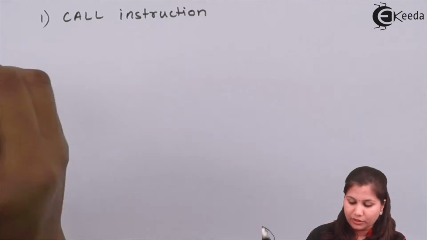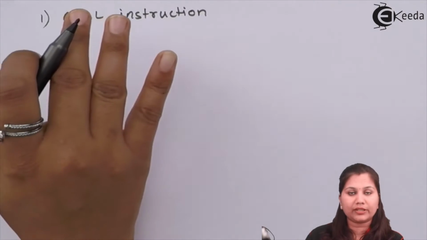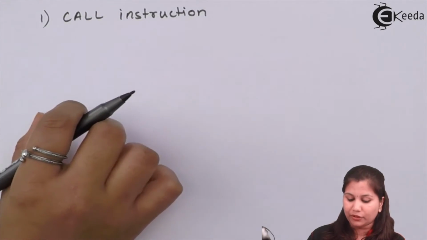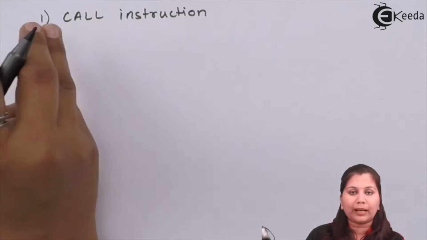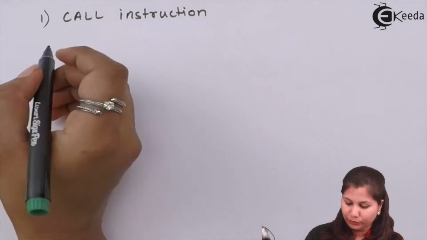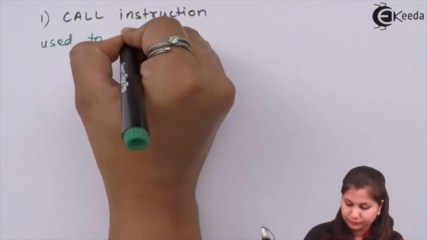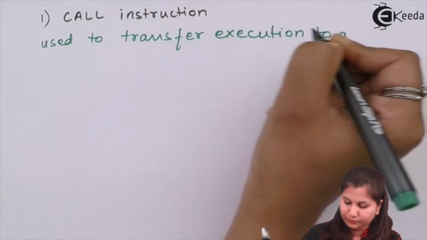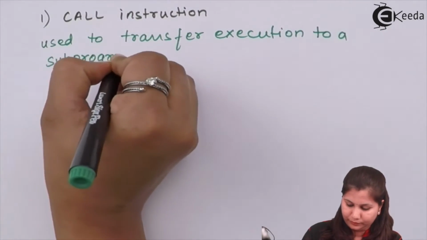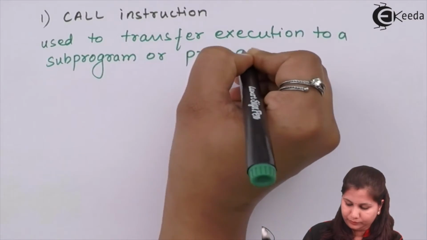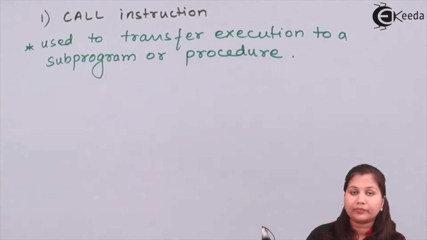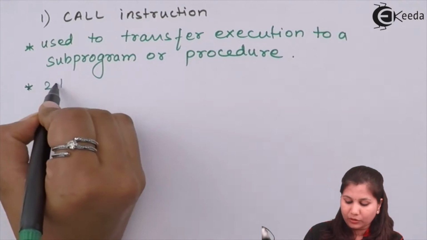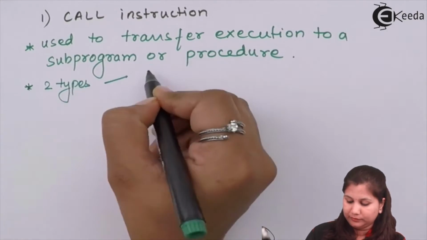Now the call instruction is used to transfer the execution of the program or the microprocessor from the main program to a subprogram or a subroutine. The call instruction is of two types: near call and far call.